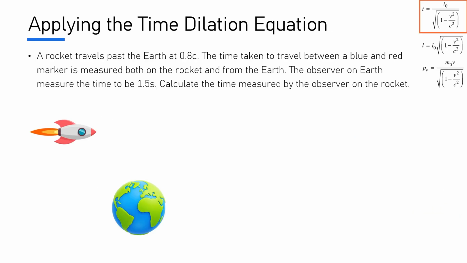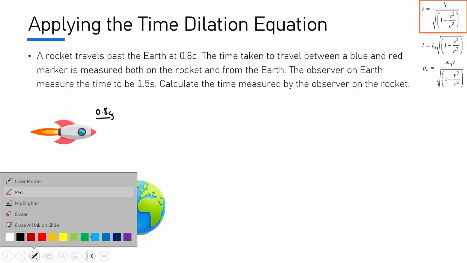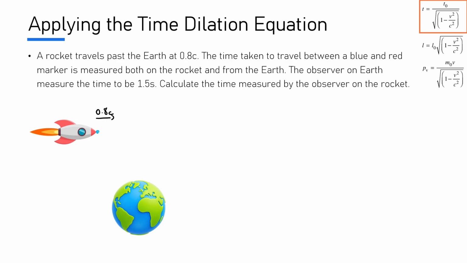So let's have a look at a scenario where we can apply the time dilation equation. Here we have a rocket traveling past the Earth at 0.8 the speed of light, or 0.8 c. The time taken to travel between a blue and red marker is measured on both the rocket and from Earth. The observer on Earth measures the time to be 1.5 seconds to get from point to point, but in the question we're asked to calculate the time measured by the observer on the rocket.